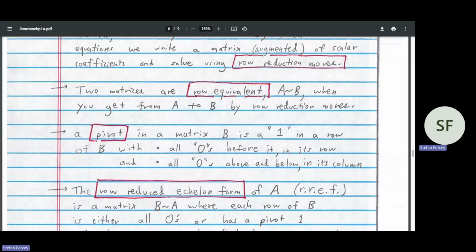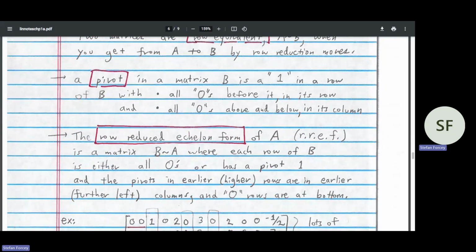A pivot in a matrix B is a 1, a number 1, in a row of B with two things true. First of all, zeros come before it in its row, so all entries to the left of it are zeros, and all zeros above and below it in its column.